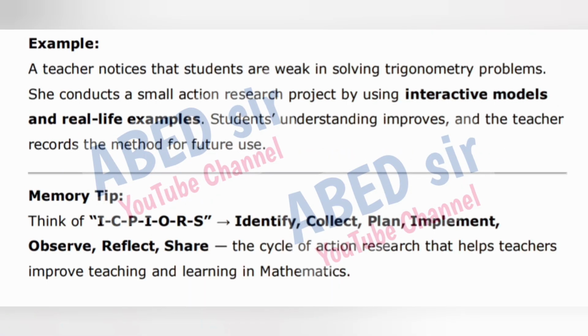Example: A teacher notices that students are weak in solving trigonometry problems. She conducts a small action research project by using interactive models and real-life examples. Students' understanding improves, and the teacher records the method for future use. Memory tip. Think of ICPIORS: identify, collect, plan, implement, observe, reflect, share. The cycle of action research that helps teachers improve teaching and learning in mathematics.